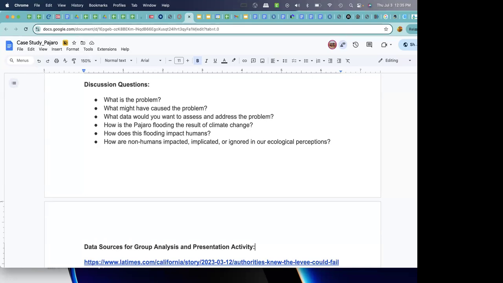Obviously, it had destroyed many homes. Thousands of people were under evacuation. It's hard to ignore an issue such as flooding when it is at your doorstep, quite literally. And then how are non-humans impacted, implicated, or ignored in our ecological perception?